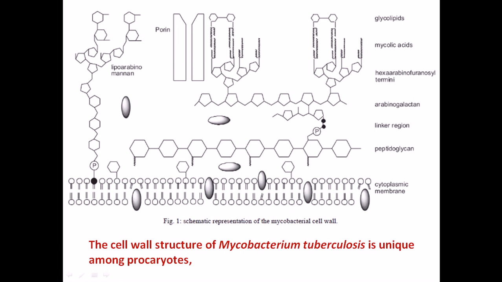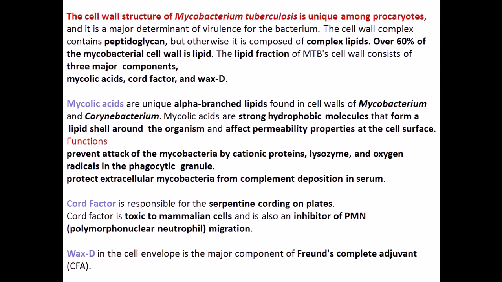So almost 60% is made up of lipids. So definitely the presence of lipid has a very important significance in spreading the infection by Mycobacterium tuberculosis, right? So let's talk in detail about the lipid structure. Now, the cell wall structure of Mycobacterium, as I have told, over 60% of this cell wall is lipid. And among the lipid structure, they have three important components.